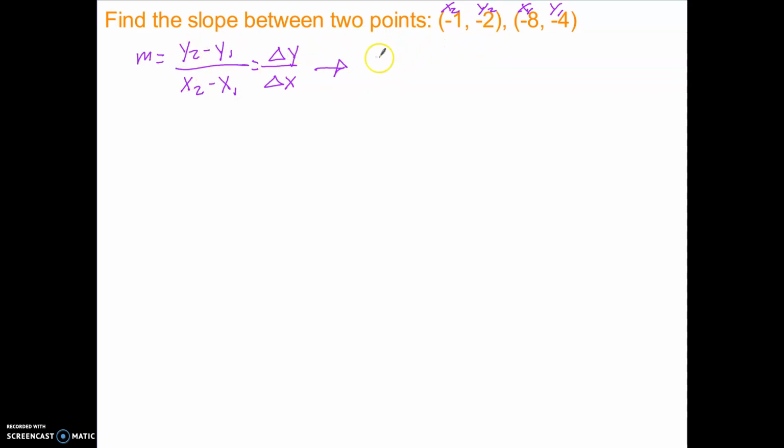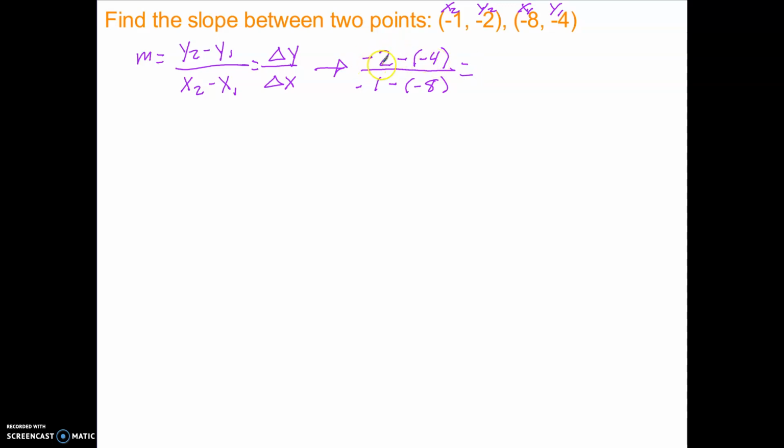So y2 is going to be -2 minus, now this is important, anytime you're subtracting a negative number, make sure you put parentheses around it. Because what I find in past experience, sometimes students, they see this minus and then they forget to add another minus. So you want to make sure that if you're subtracting a negative number, put a set of parentheses around it. So x sub 2, which is going to be -1, minus x sub 1, which is going to be -8.